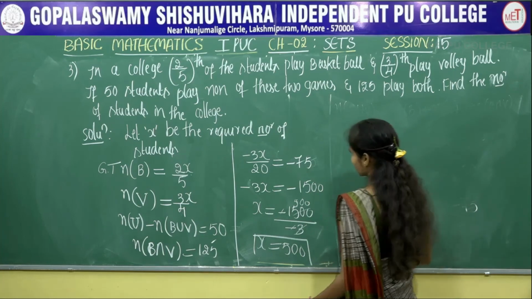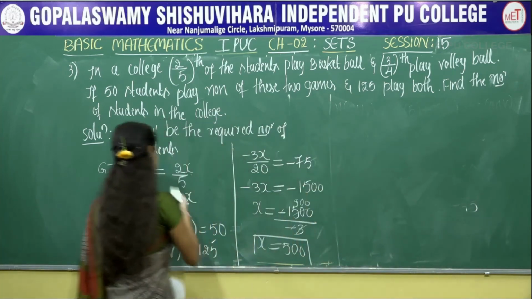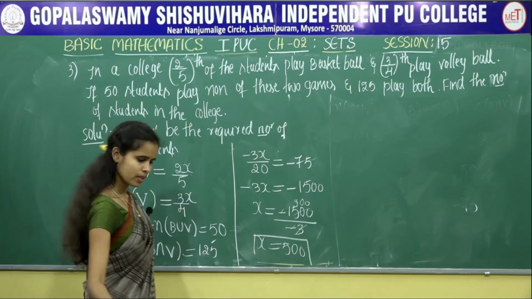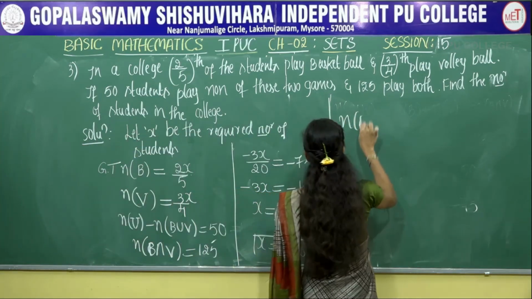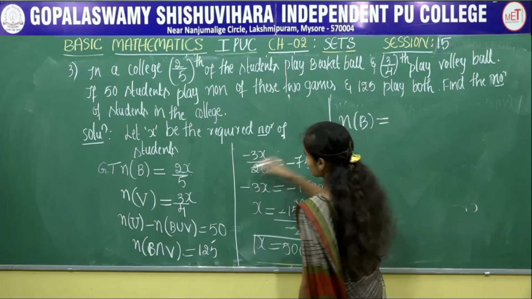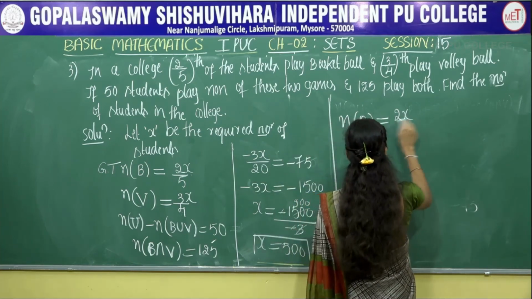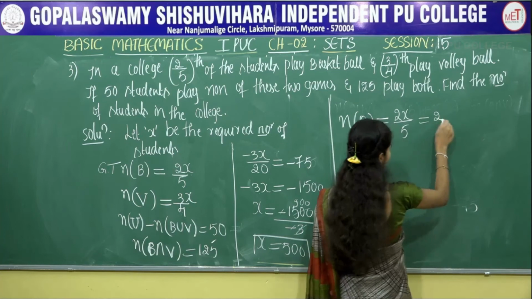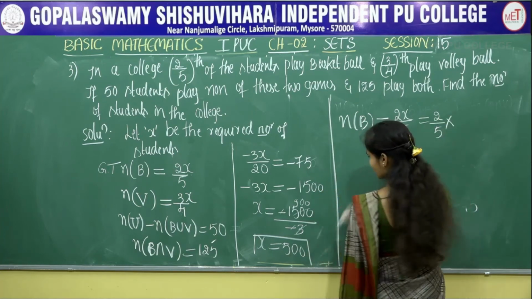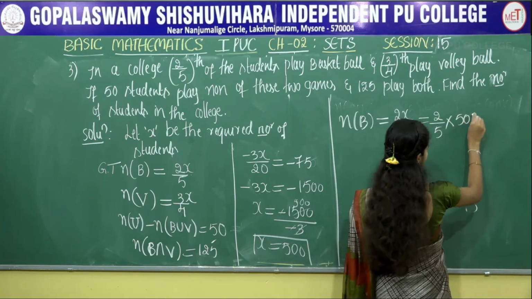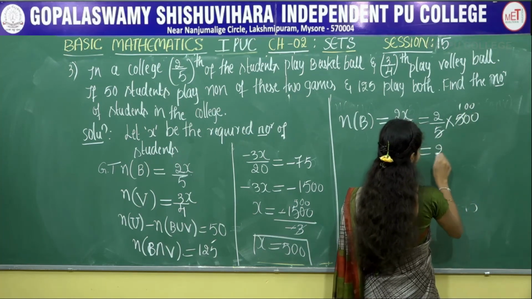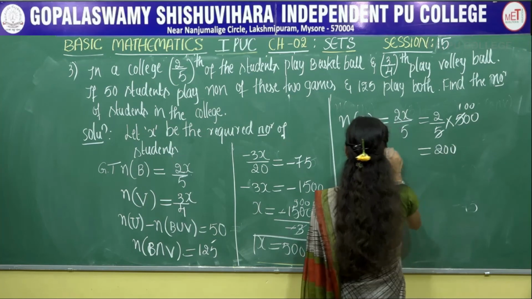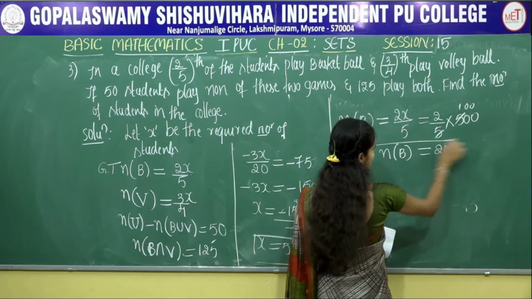Now find the number of students in set B and set V. So n of B. Given, n of B is 2x by 5. So 2 by 5 into x, x means 500. So 200. n of B is equal to 200.